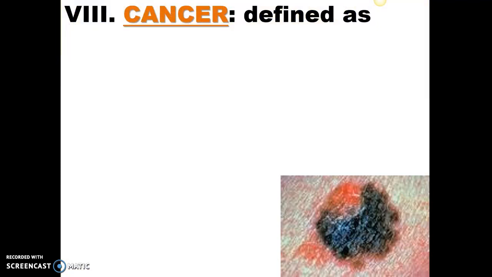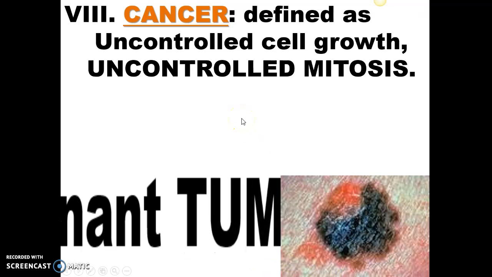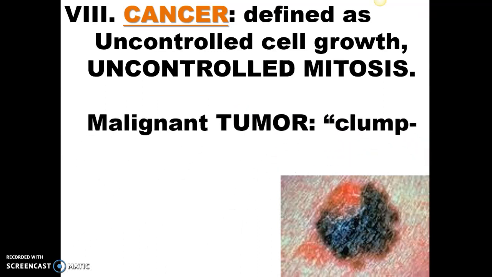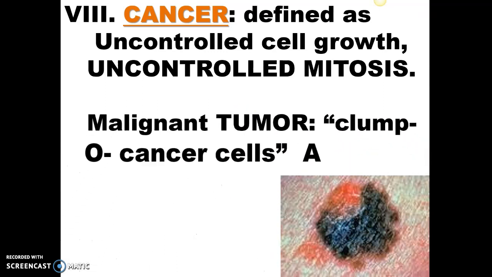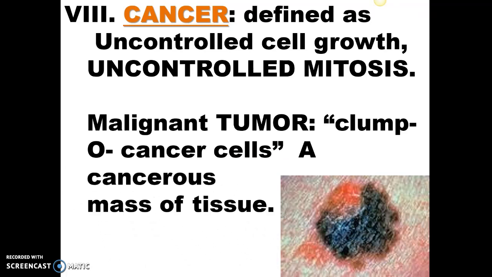Cancer is defined as, can we get down to 2 words? Uncontrolled mitosis. Anytime it's uncontrolled cell growth, anytime a cell decides, ooh, I'm just going to start reproducing like crazy, like this lovely little skin cancer down below here. A malignant tumor is just a clump of cancer cells that grow like crazy. And that's a mess. So it's a cancerous massive tissue. A tumor is just a massive cancer of cells.